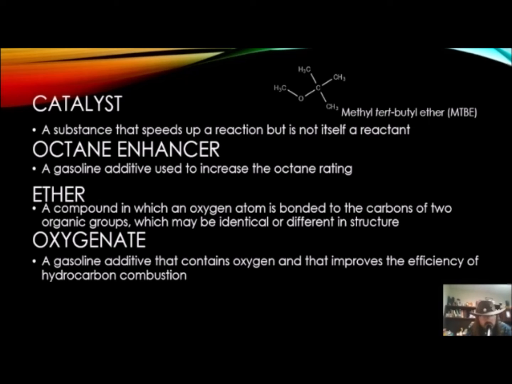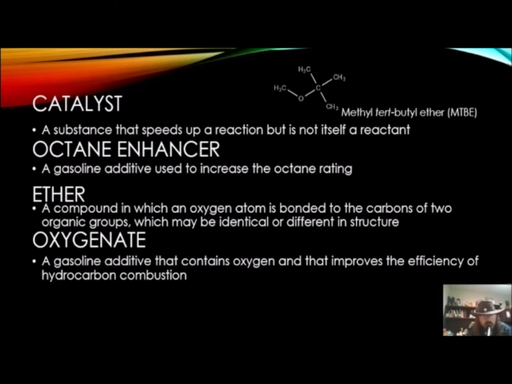So just like tetraethyl lead, this MTBE is an octane enhancer. This is an ether. We kind of talked about ethers briefly last chapter, but an ether is a compound in which an oxygen atom is bonded to the carbons of two organic groups, which may be identical or may be different in structure, but the idea is oxygen bound to two separate carbons.